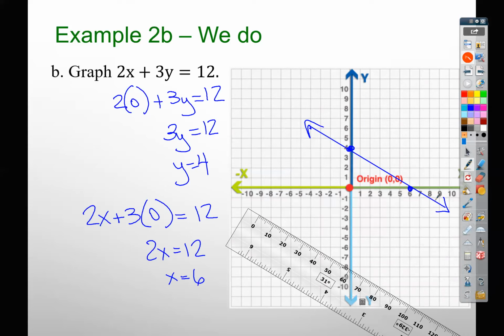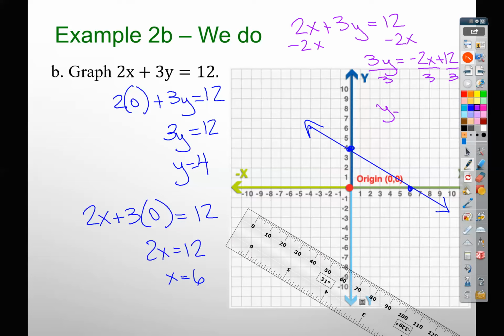So my line is right there. Now I want to show you something real quick. If I had done this in slope-intercept form, I want to show you what that looks like. So I've got 2x plus 3y equals 12. If I was going to do this in slope-intercept form, I would subtract the 2x. So I get 3y equals negative 2x plus 12 and divide everything by 3, right? So I get y equals negative 2/3 x plus 4. So how I would graph that, I would start at 4 and I would go down 2 over 3, down 2 over 3, and you see it's the same line.